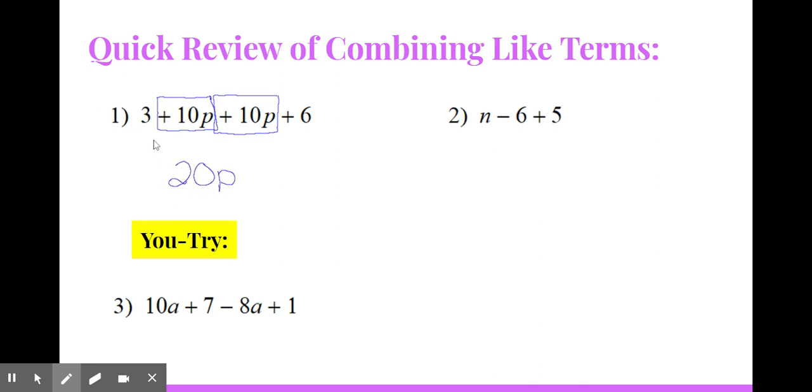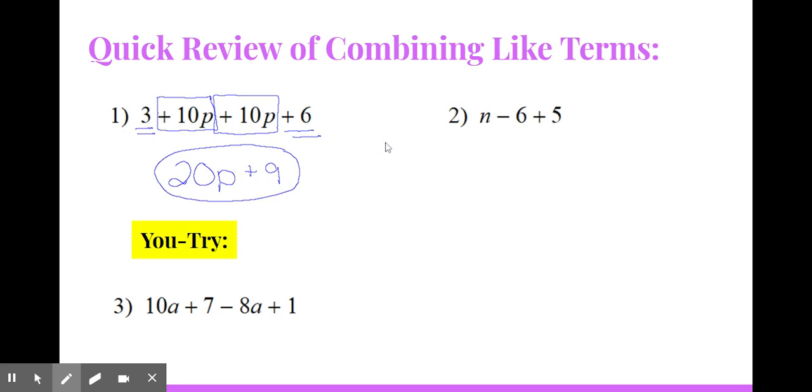I can also combine constants. So I also see a positive 3 and a positive 6. I can combine constants. So 3 plus 6 makes positive 9. I cannot add these two terms together. The first term has a p and the second term does not. So my final answer is the expression 20p plus 9.